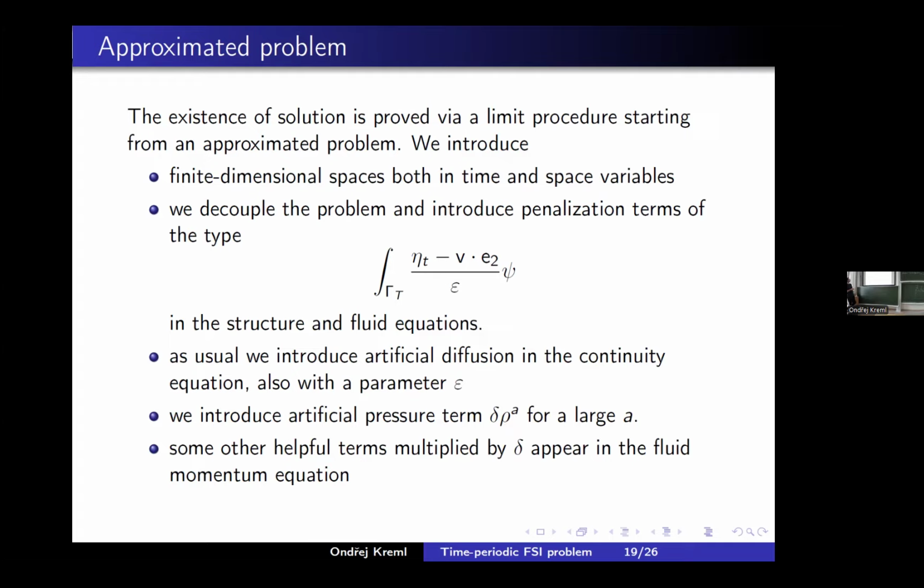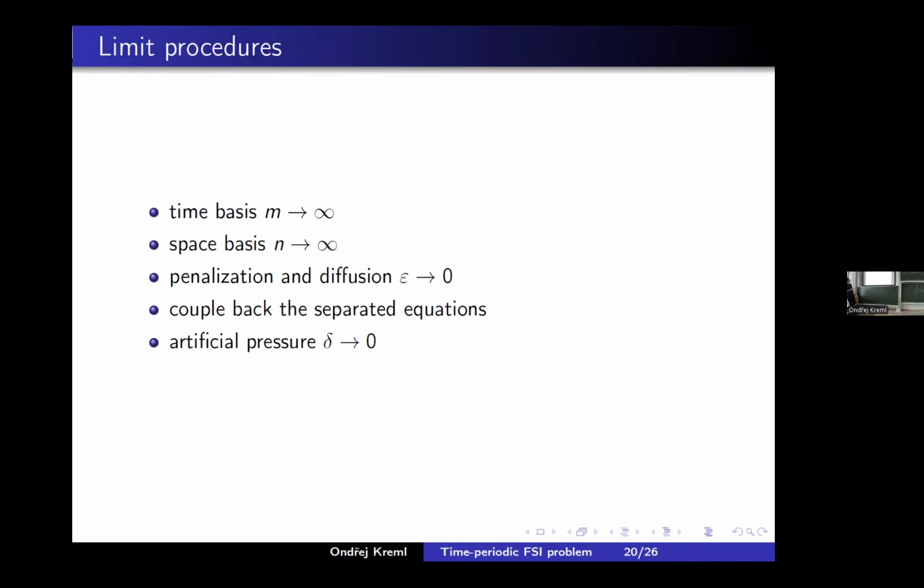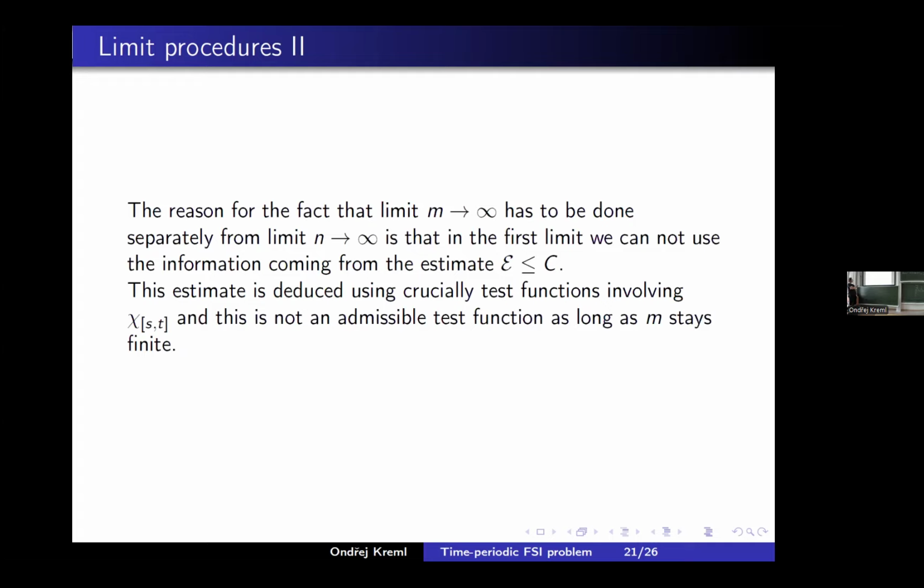I will not really show you the approximative scheme because it is quite complicated. What I will show you is the order in which you pass to the limits. So first of all, you pass with the time basis m to infinity, and only then are you able to pass with the space basis n to infinity. In the third step, you pass with epsilon to 0. You couple back the separated equations when you do this limit. And finally, you make the last limit, delta goes to 0. So some more words about why we are doing it this way.